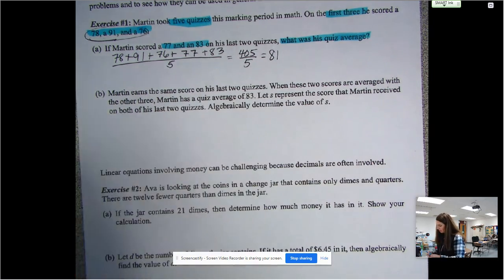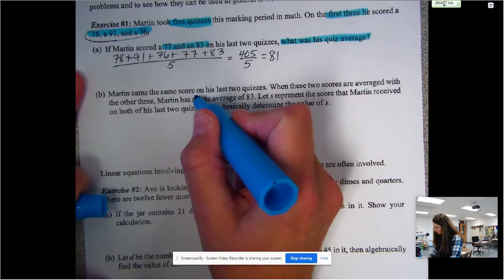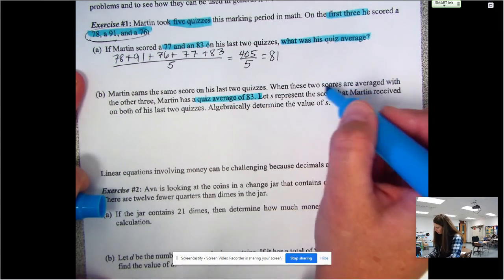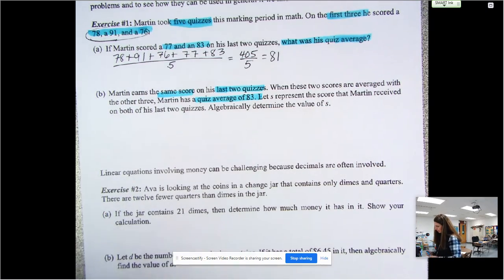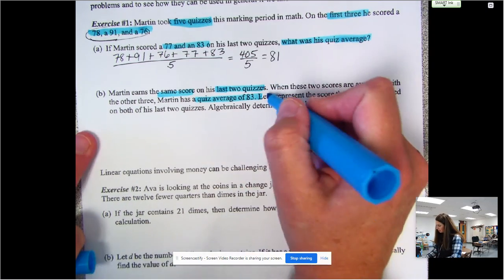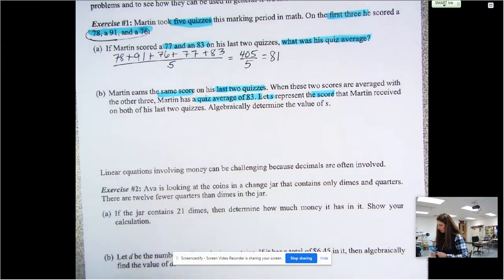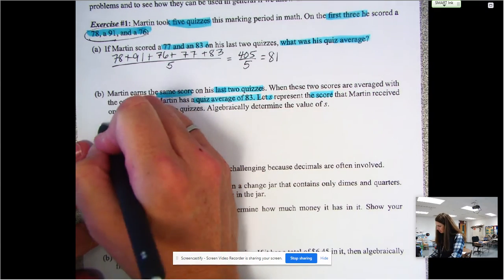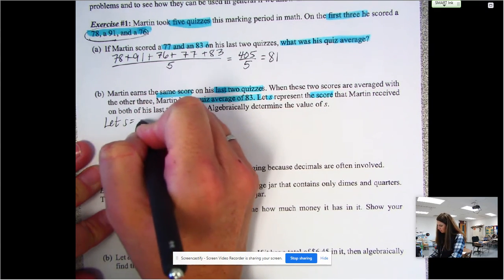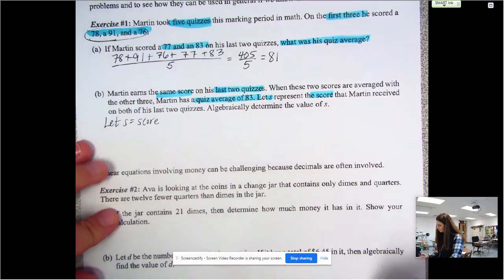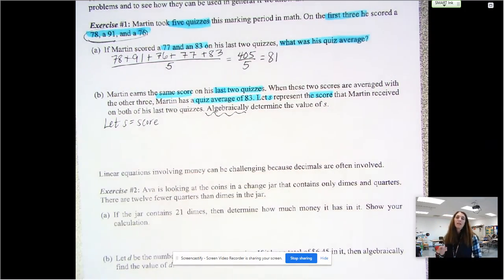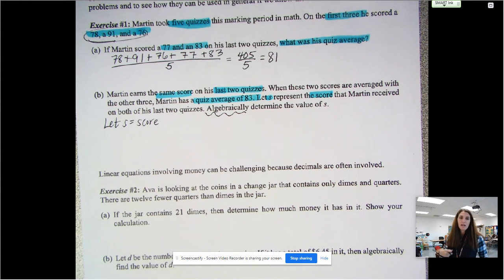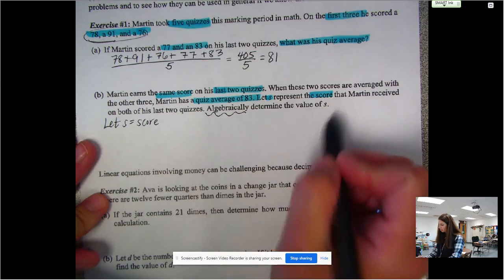So this is important, that it's the same score on the last 2 quizzes. Let S represent the score. So S is the score that Martin got on those 2 quizzes. Let S equal the score. Algebraically, there you go, people. That means we need the equation and we need the equal sign and all that. Algebraically determine the value of S.